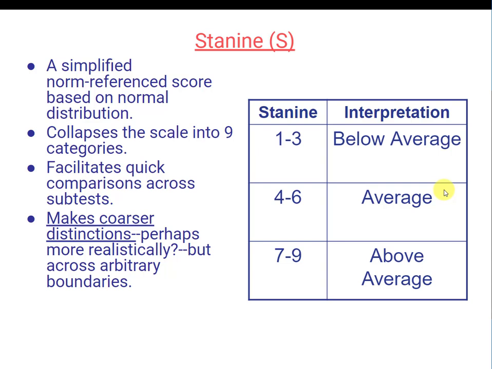Stanines 1 through 3 are considered below average. Stanines 4 through 6 are considered average. And stanines 7 through 9 are considered above average. So they're very coarse distinctions. I don't see a lot of stanine information, to be quite honest with you. I know that they do use them in military-type exams. So if you run into a student who got their scores because they're interested in joining the armed services, this might help you interpret that. But to be honest, I haven't ever seen stanines myself.